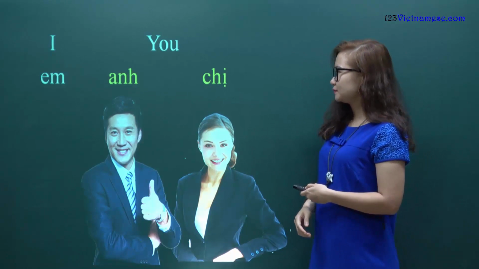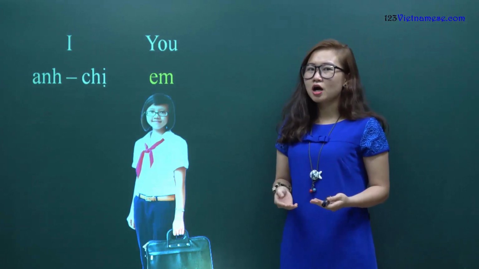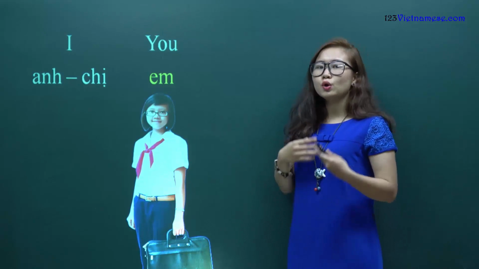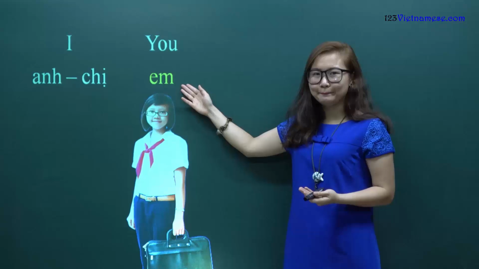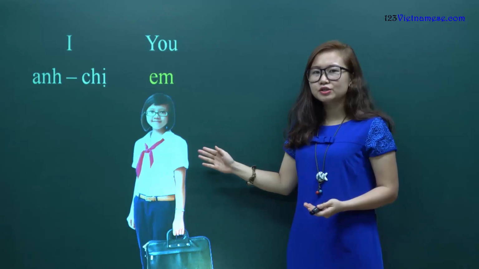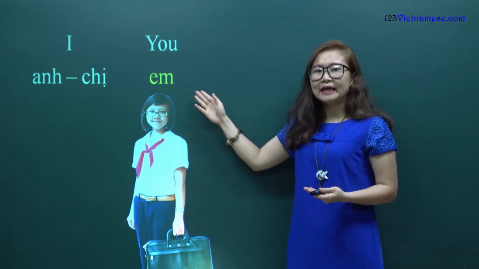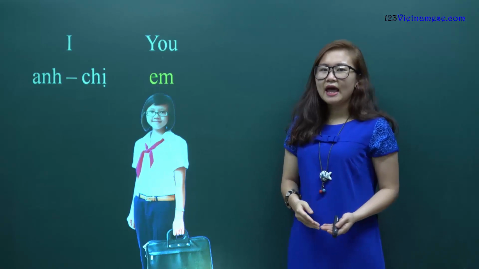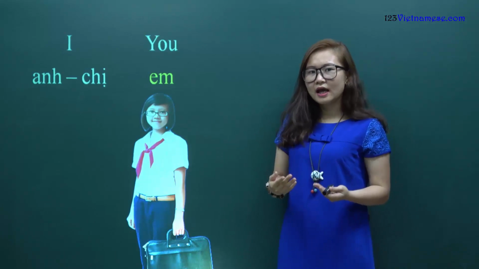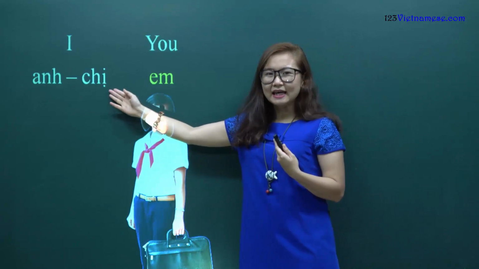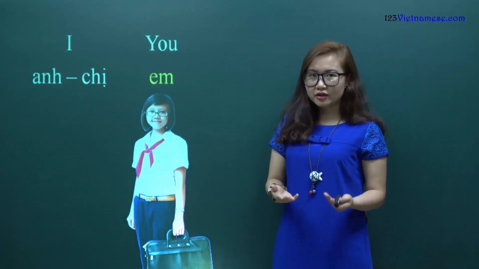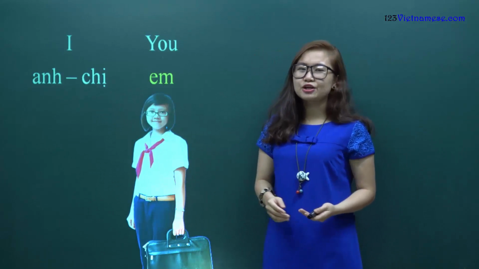Next, if you are talking to the person who is about your younger sibling's age, you call him or her em. As I told you before, em means younger sister or younger brother. Em can be used for both genders, and you have to call yourself anh if you are a male, and you call yourself chị if you are female. Anh means elder brother, and chị means elder sister.